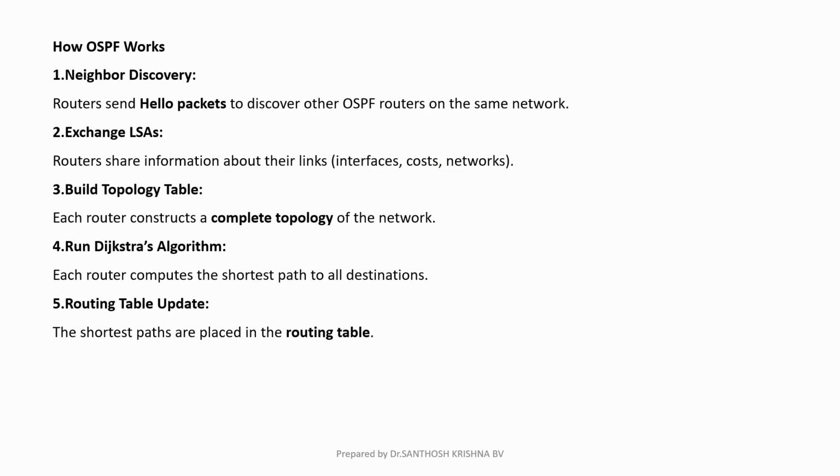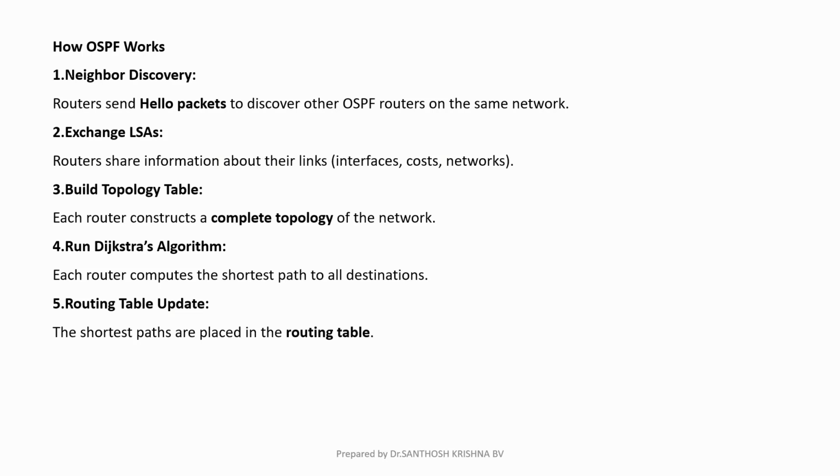Once they are discovered, then it will exchange the link state advertisements. Routers will share the information about their links, which means who my interfaces are, what the cost is, and who my neighbors are. All this information will be shared and exchanged using the link state advertisements.